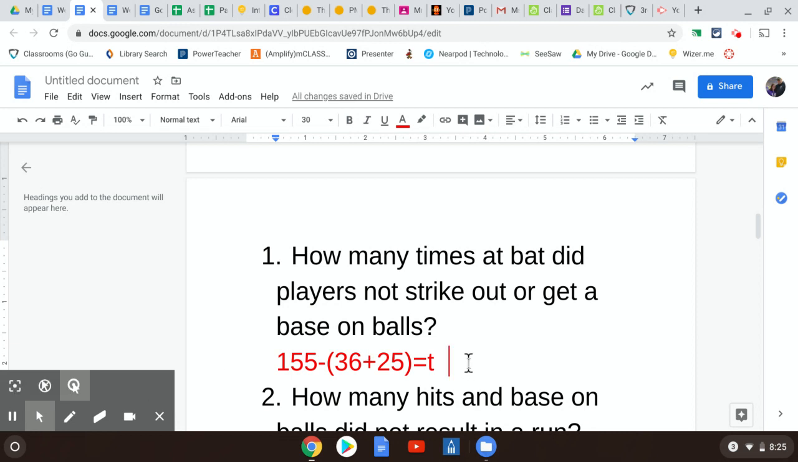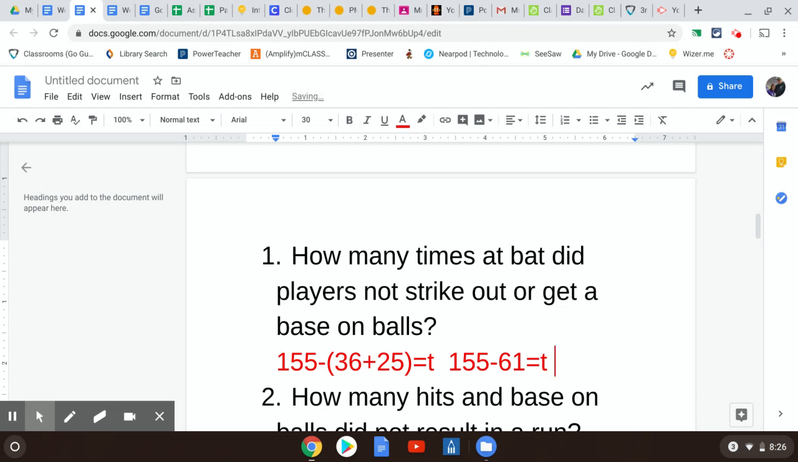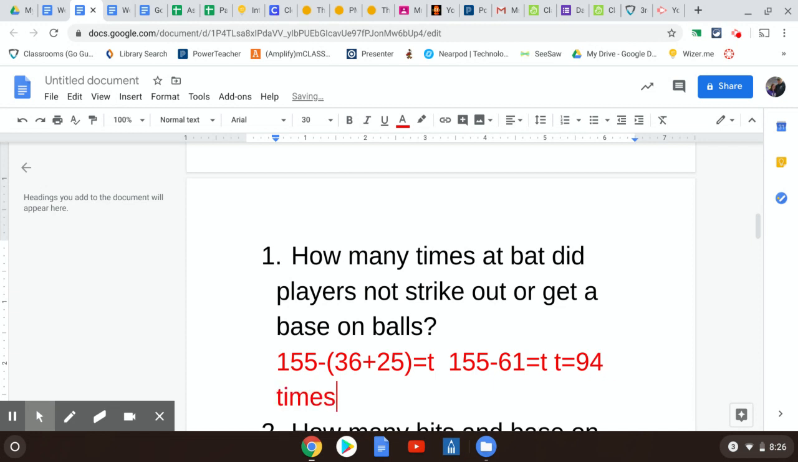Okay, so remember we talked about when you see parentheses, that is the first thing that you do in an equation. So you have 155 minus whatever 36 plus 25 is, and when you add those two together, you get 61 equals your total. So then you need to take 155 minus 61, and you get 94 times. Forgot my label.